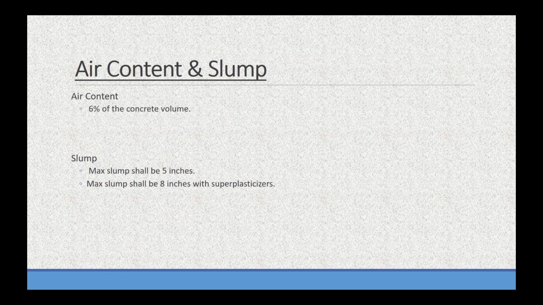Air content needs to be 6% of the concrete volume. That's pretty straightforward. That hasn't changed in quite a while. Slump, which is a measure of concrete consistency, needs to be a max of 5 inches. And then once you have those super plasticizers added, we're looking at 8 inches. And notice that there isn't a minimum. I believe it used to be like 2 to 5, or there were ranges, but now we just have max slumps that we need to worry about.